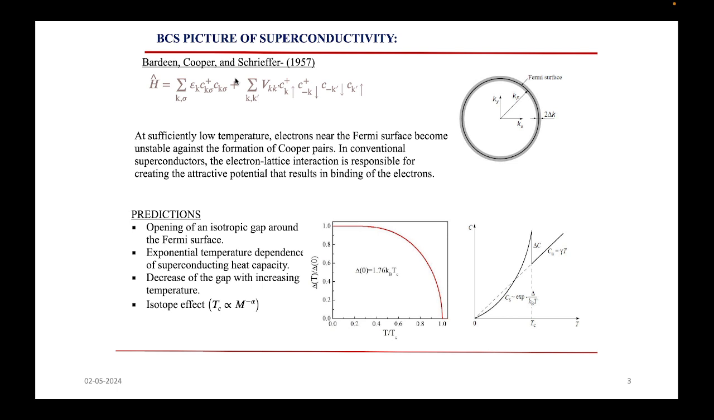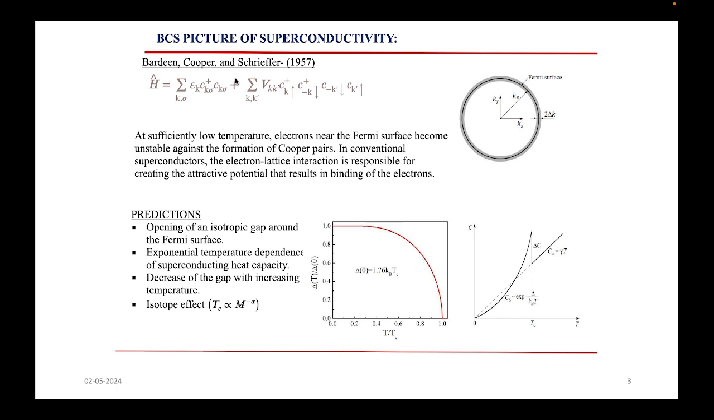This superconducting gap is of the order of milli-electron volts. Another prediction is the exponential temperature dependence of the superconducting heat capacity: below Tc the heat capacity decreases with temperature exponentially, as shown in this graph, and at Tc there is a jump in the heat capacity. The size of this jump depends upon the superconducting gap by an appropriate formula given by the BCS theory.